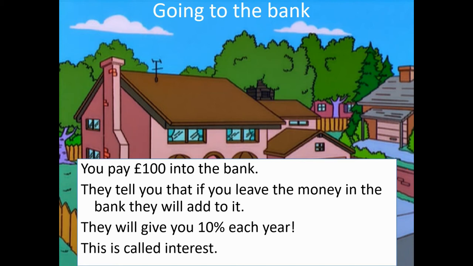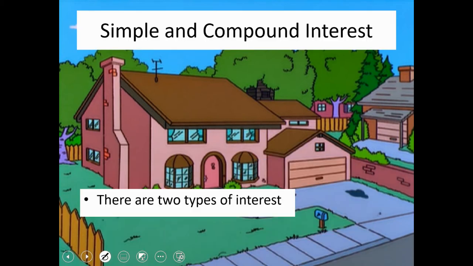This is what is called interest, okay? So in simple terms, it's extra money that a bank gives you. It's kind of like a reward for having the money in the bank, basically. Okay, all right. So simple and compound interest.